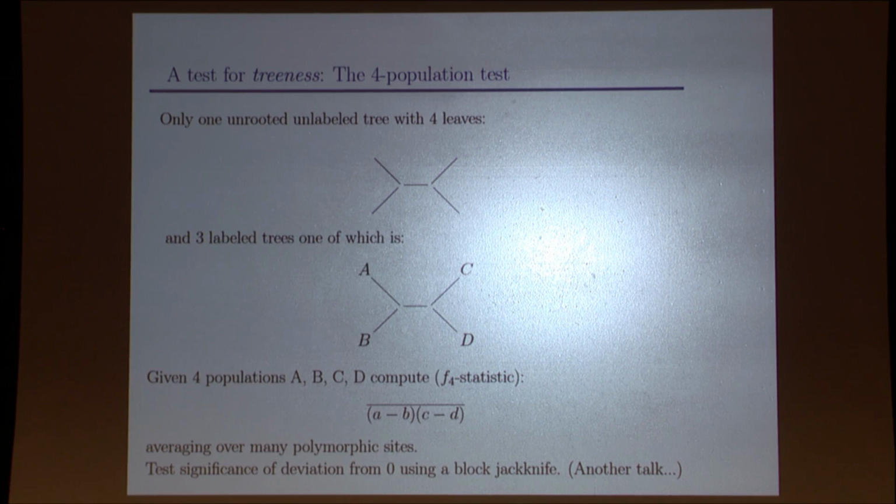All right. So what I'm going to do for each of those 3 possibilities, I'm going to compute the appropriate F4 statistic by averaging over many, many places in the genome and looking at an empirical average of the population frequency. So I'm going to compute A minus B times C minus D at one place in the genome, and then another place. I'm going to add them all up.